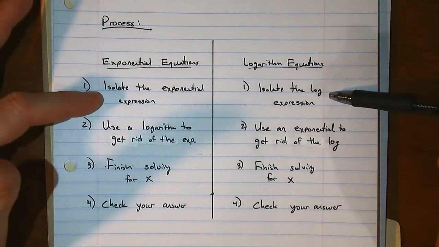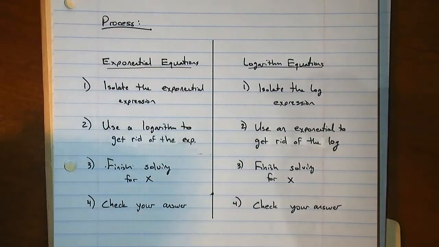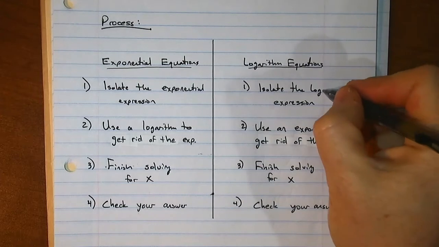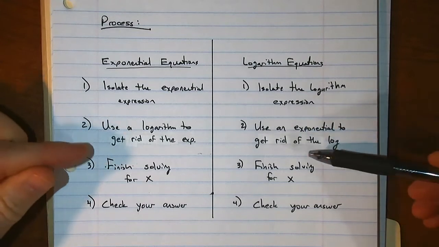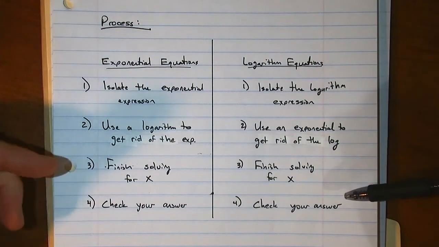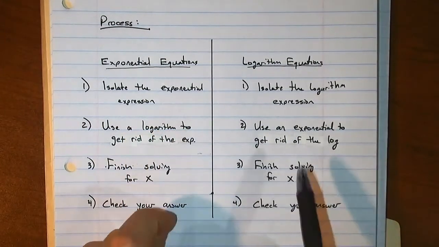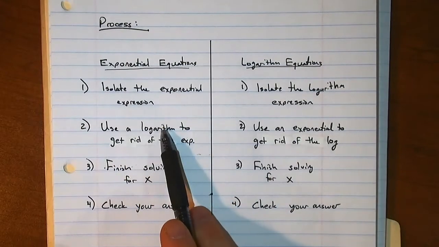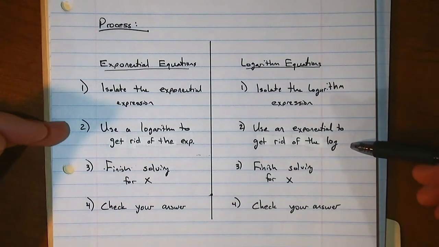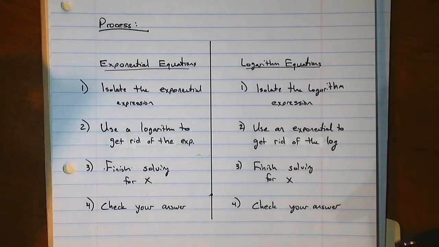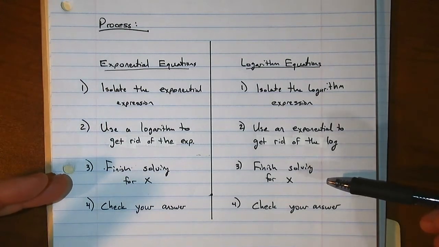But the first thing is you're going to get whatever expression has the x in it. So whether it's the exponential or whether it's a logarithm, you're going to get that thing all by itself. Then, once you get it all by itself, you'll use the inverse. In fact, you could probably just write this as one procedure, where right here you just say, use the inverse operator, okay? The inverse of an exponential is a logarithm. The inverse of a logarithm is an exponential. So we're going to use the inverse to get rid of the thing that has the x inside of it. And then, if we need to, we'll finish solving the equation for x.